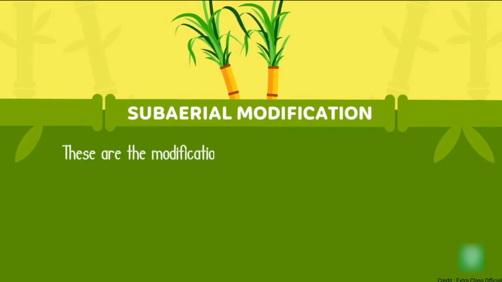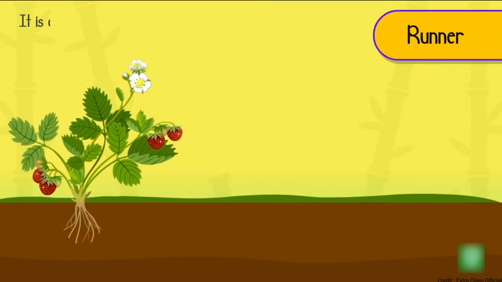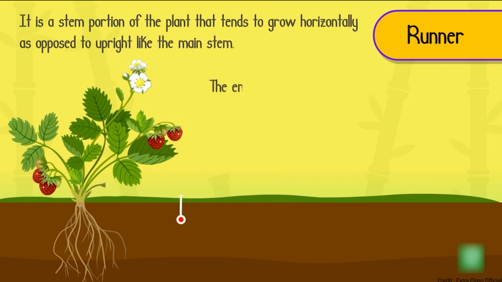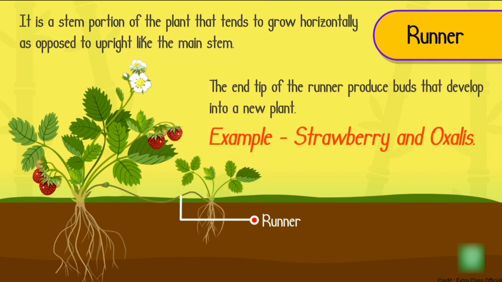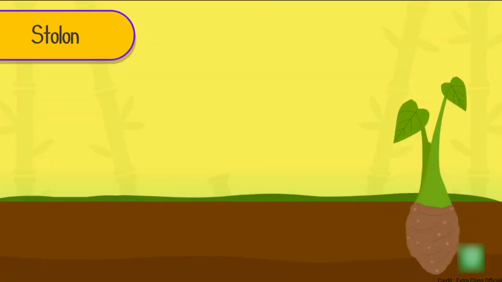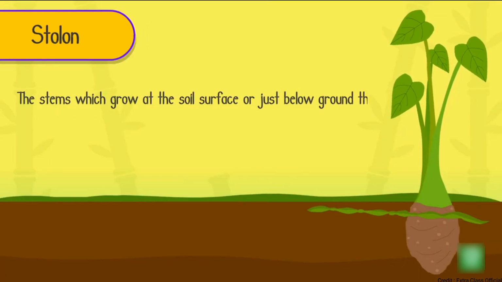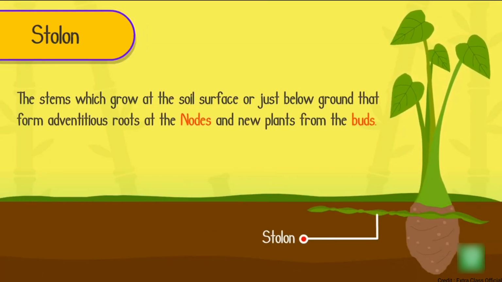Number 2. Subaerial modifications. These are the modifications of stem for vegetative propagation, and they are of the following types. Runner. It is a stem portion of the plant that tends to grow horizontally as opposed to upright like the main stem. The end tip of the runner produces buds that develop into a new plant. Example: strawberry and oxalis. Stolon. The stems which grow at the soil surface or just below ground form adventitious roots at the nodes and new plants from the buds.